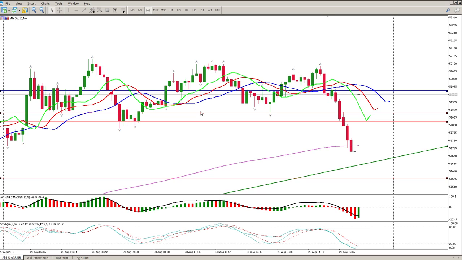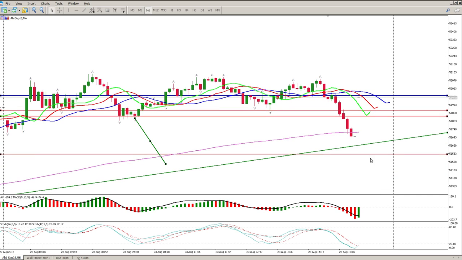I'm looking for shorts and I'm looking for this break that's happened, in other words this break here, to play out. And we didn't actually highlight what that play is. So that would take us down to this 51583 area.